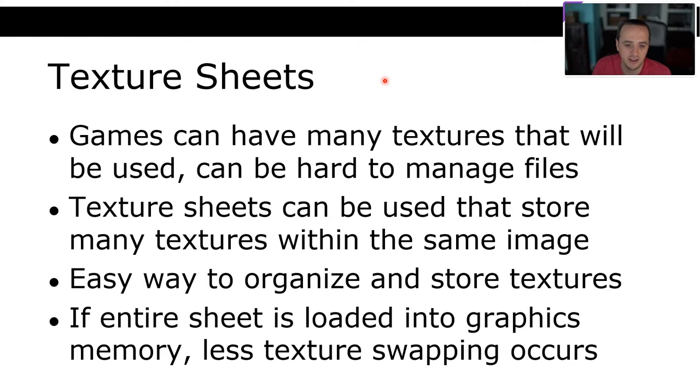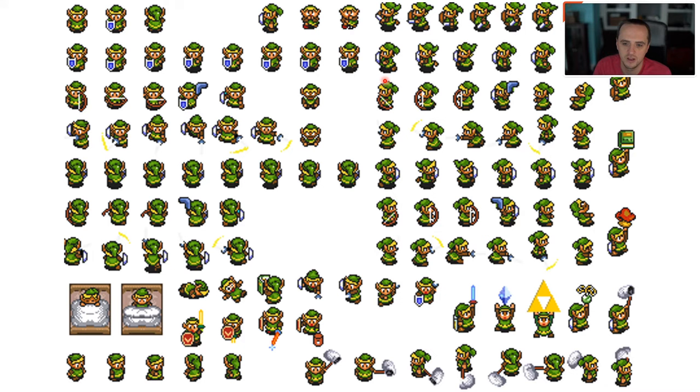And if the entire sheet is loaded into graphics memory, then less texture swapping actually occurs. So if you really want to be hardcore with your graphics memory management, you would load one big texture sheet into memory, and instead of having multiple textures loaded that the GPU has to swap between, you'd have one big texture sheet, and you'd just be telling it to draw specific subparts of that texture. So for example, here's the texture sheet.